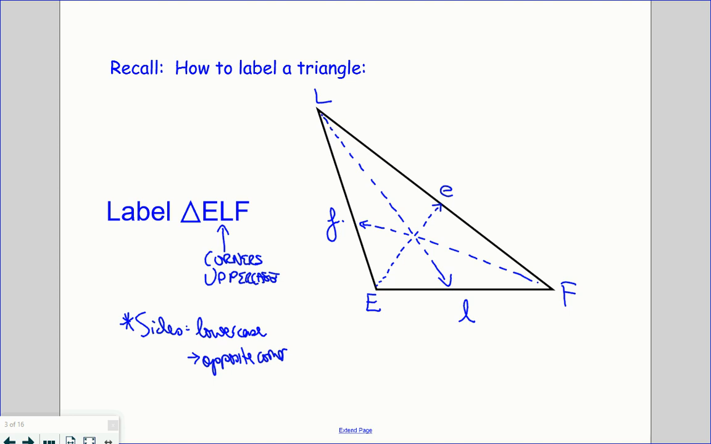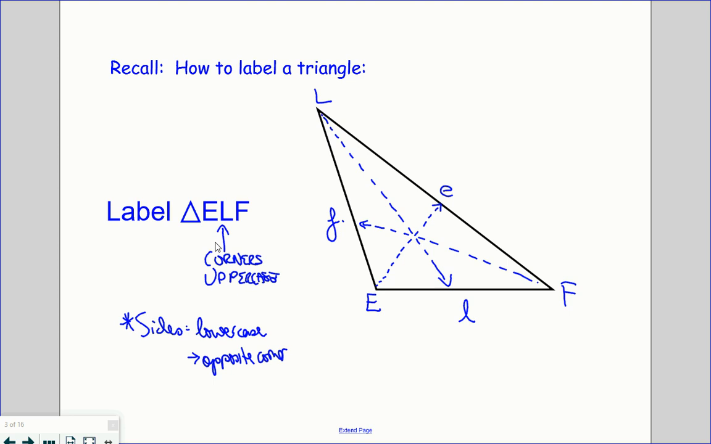I know some of you have said, well, can I label this side EF? Yes, that's a perfectly good way of labeling it as well. However, when we start in on our formulas, that is not the notation that's used. The notation for the formulas uses this notation. So opposite corner E is lowercase e, opposite corner L is lowercase l, and opposite corner F is lowercase f.